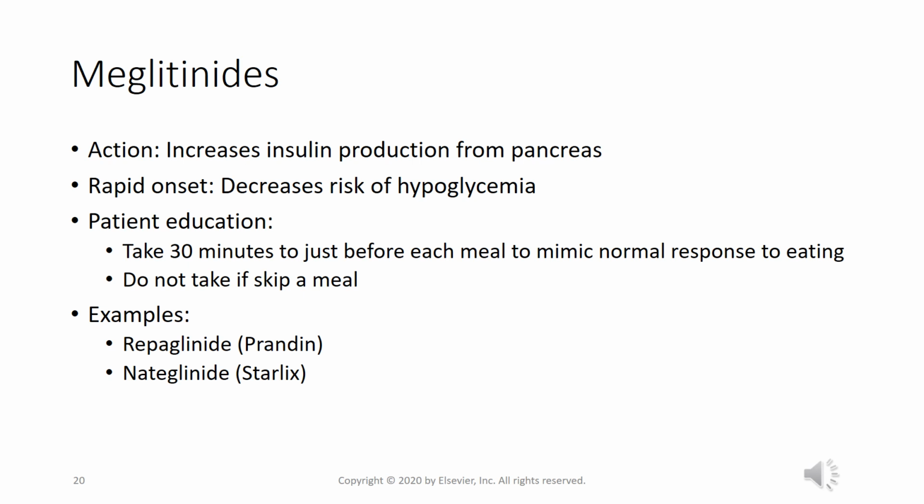The meglitinides, the third class that we're covering, again, this is another important class. These also increase insulin production from the pancreas. They have a more rapid onset, so these have multiple times a day dosing, so it might be before each meal. So you want to encourage your client to make sure that they're going to eat a meal within 30 minutes. Timing is important for these.